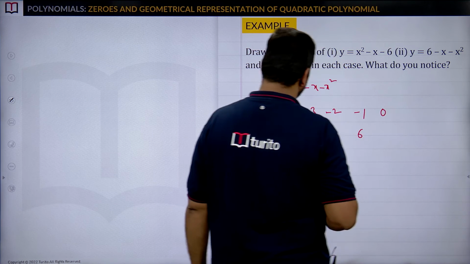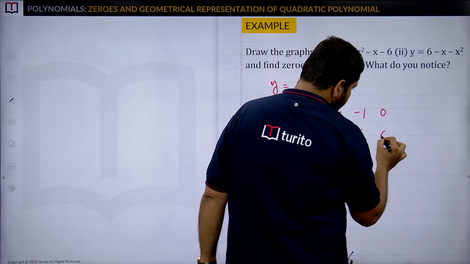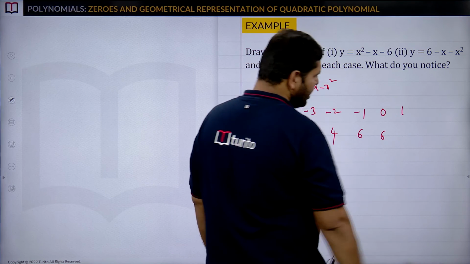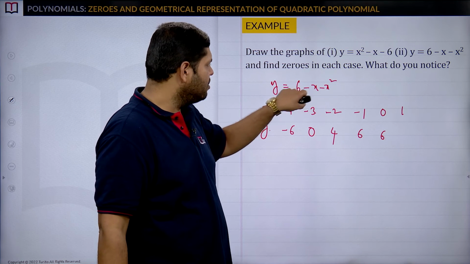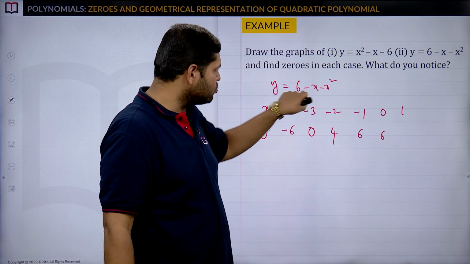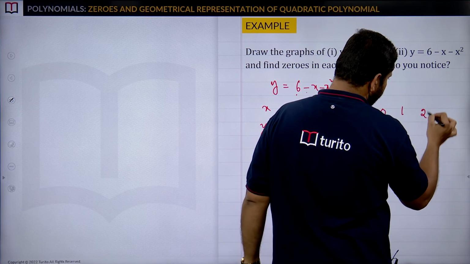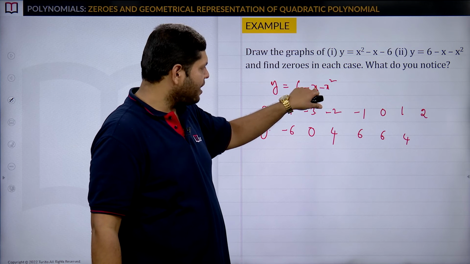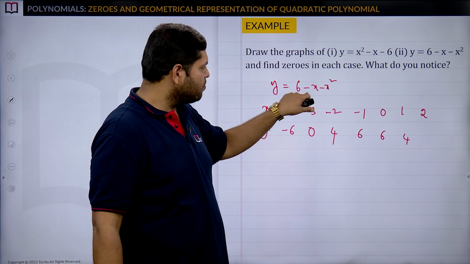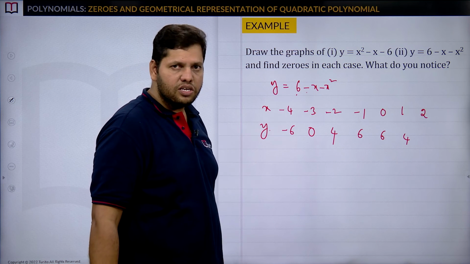Then 0. This is 6, it is 0 and 0, 6 only. Then I will take 1. 6 minus 1 and 1 square is minus 2, so 6 minus 2 is 4. Then I will take 2. This is 6, minus 2 square is 4. So 6 minus 4 is 2? Then for minus 2 minus 4, it is minus 6. So what is 6 minus 6, children? It is 0.